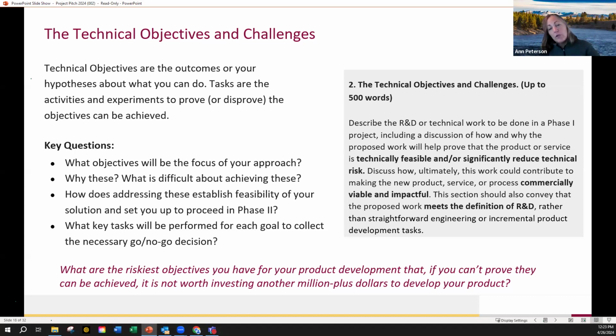As you're talking, you'll talk about your innovation. The next step, that second section, is the technical objectives and challenges. The NSF wants to know, well, why should we fund this? Why can't people do this now? And this is your opportunity to tell them, this is why this cannot be done. This is hard to do.